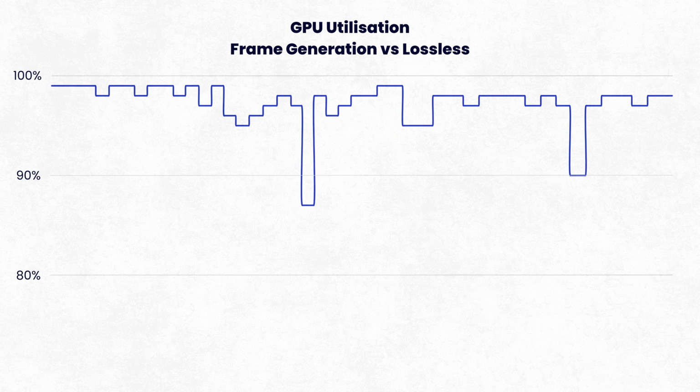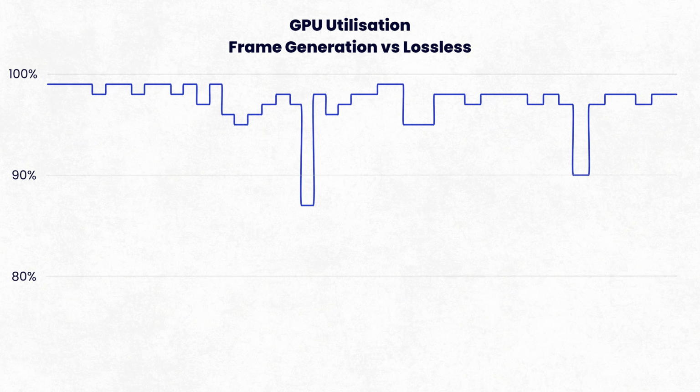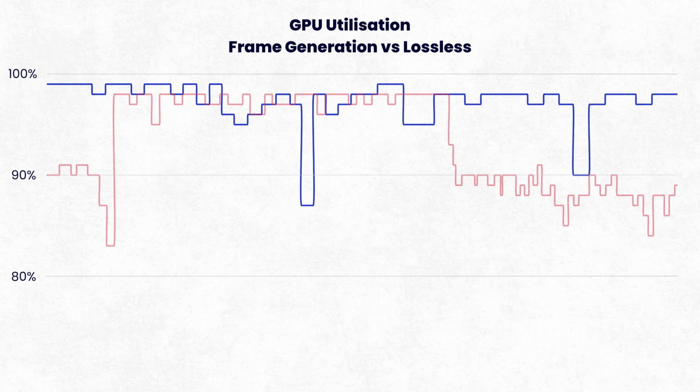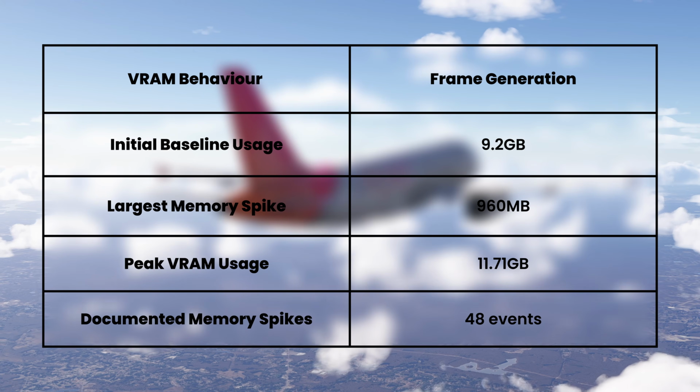And when we looked at the second-to-second GPU utilization, we saw that Frame Generation's GPU usage had rapid fluctuations between 95 and 99%, creating a sort of sawtooth pattern in our performance graphs. Lossless, on the other hand, maintained a more stable utilization curve, typically hovering around 87%, with gradual transitions when demand increases or decreases. And to add to all of this, the memory behaviour for Frame Generation told a similar story.